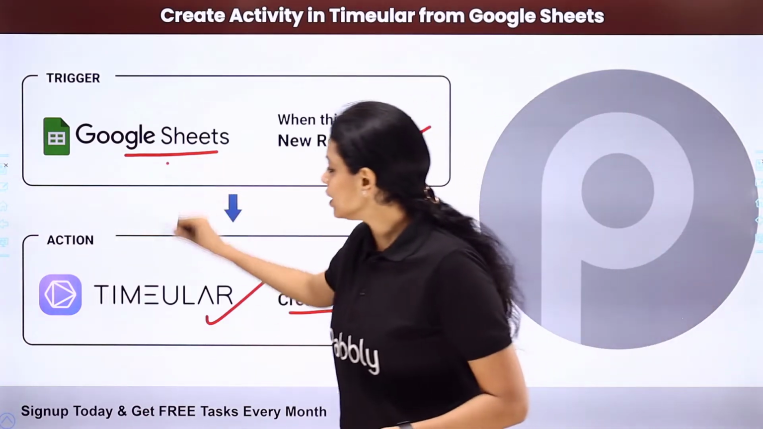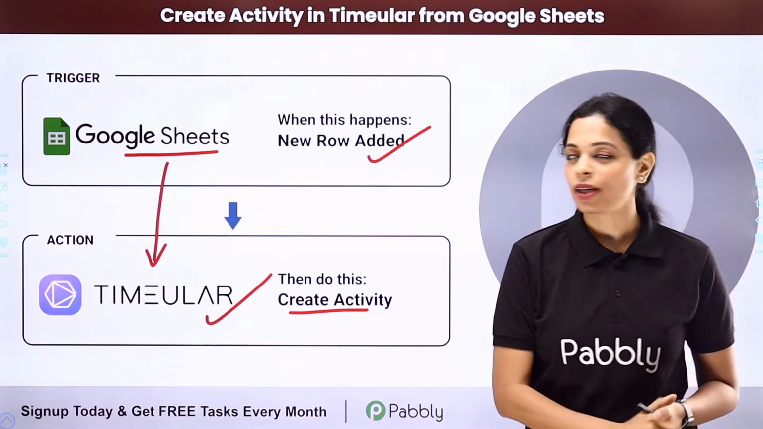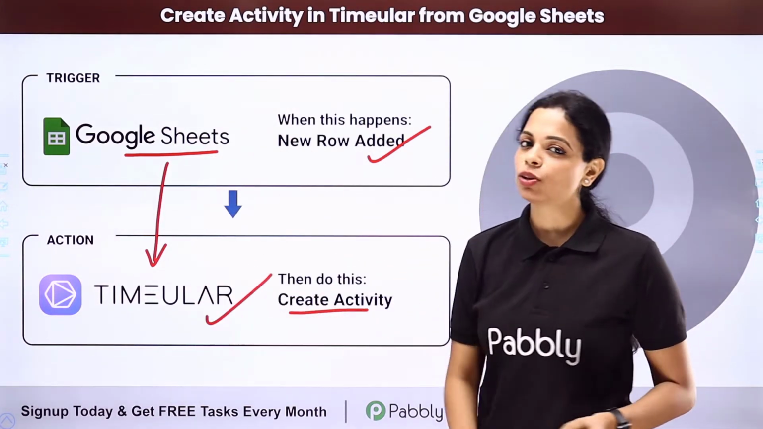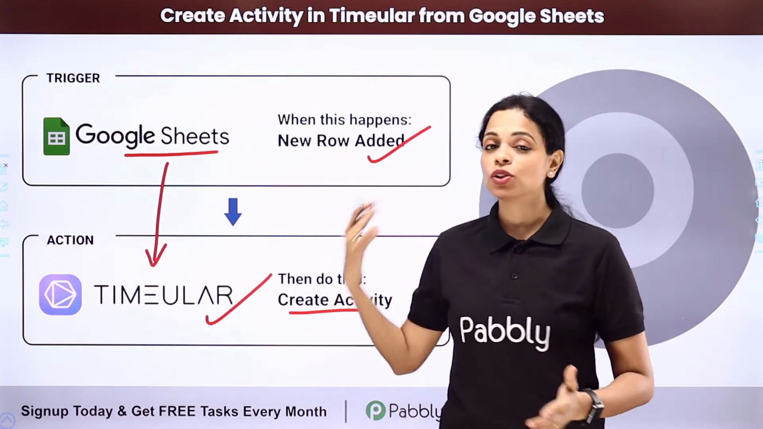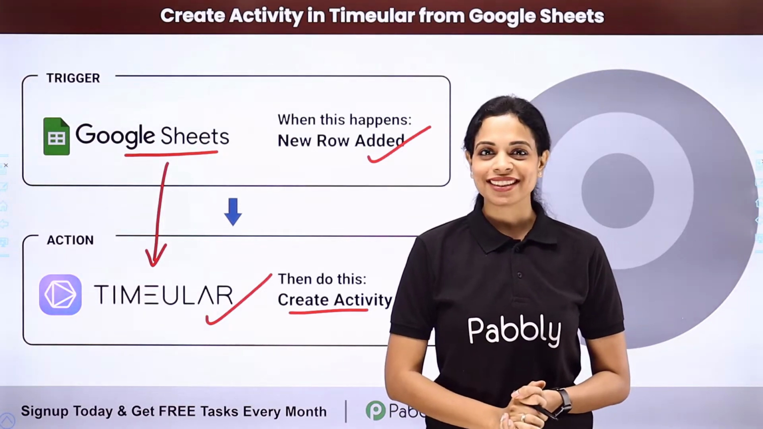For this you will have to integrate these two applications, and the same can be done using Pabbly Connect software. Here your trigger application would be Google Sheets and your action application would be Timeular. Now how can you do this yourself, integrate and automate this entire process? To understand that, let me take you to my screen.